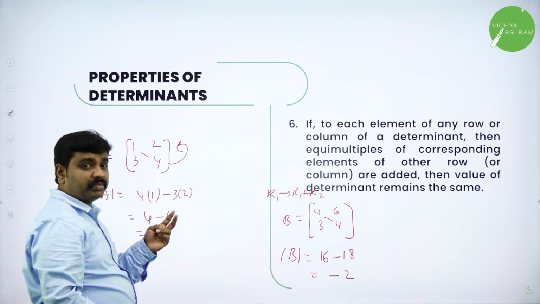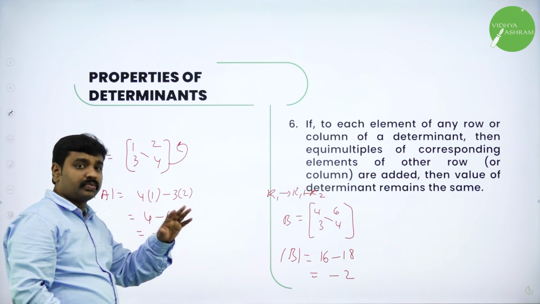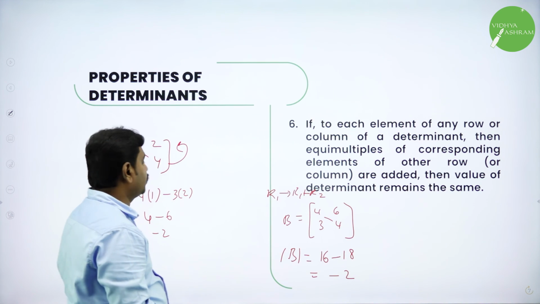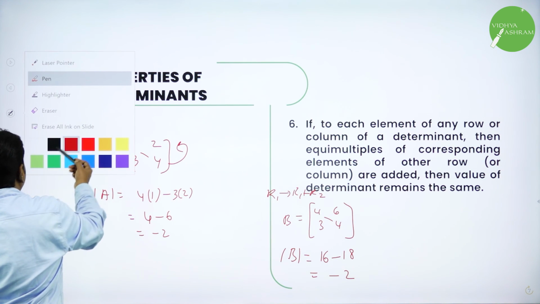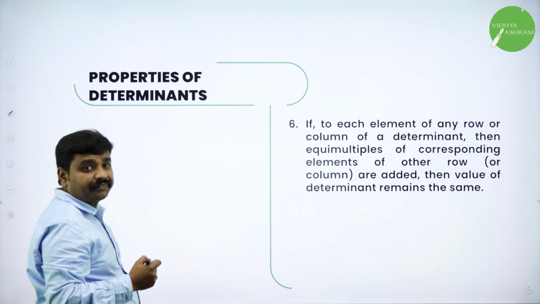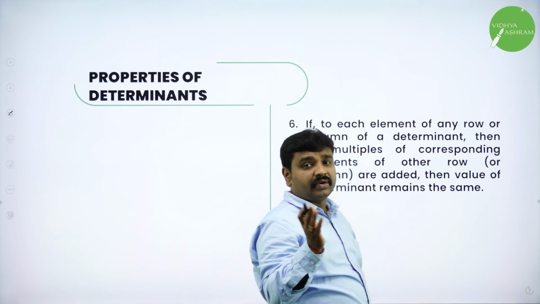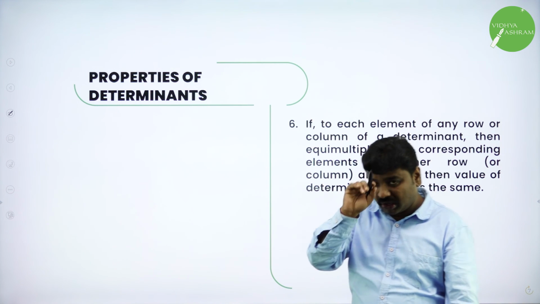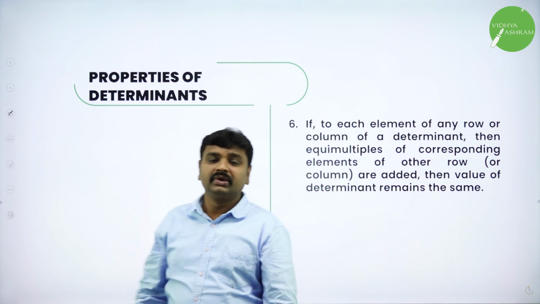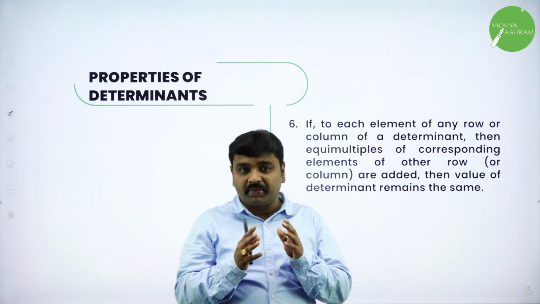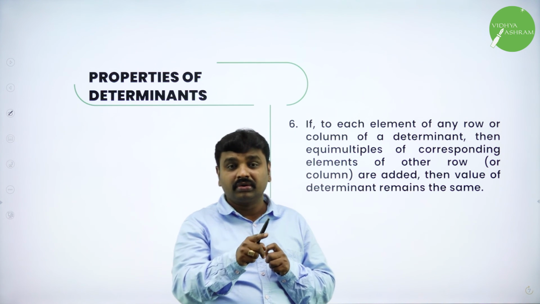When you add equimultiples, you will get same. This you can prove by taking multiple and adding it. So same thing you can prove by taking a number, or you can prove taking ABCD. For ABCD, you add second row to the first row and expand, you will get the same value. So now these are the 6 properties. So all the 6 properties memorize and become thorough.